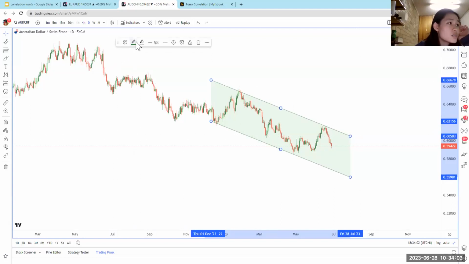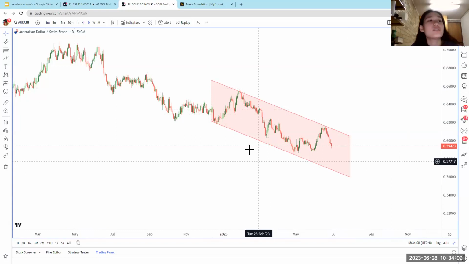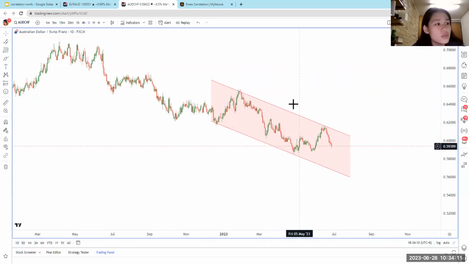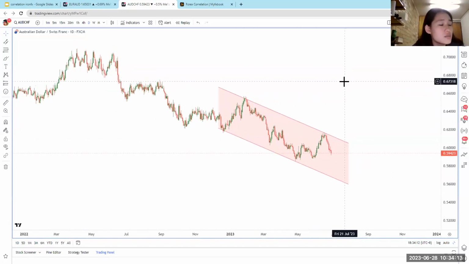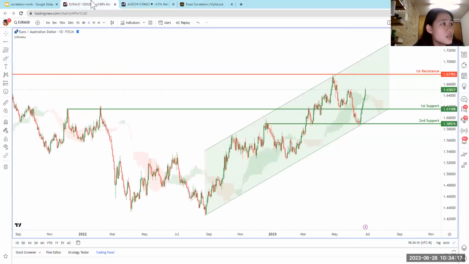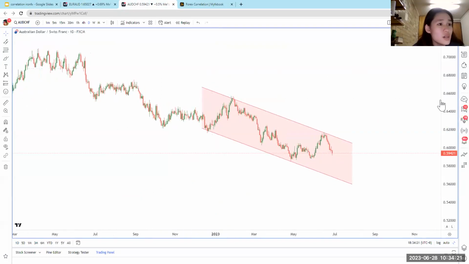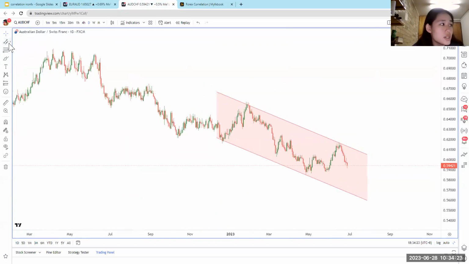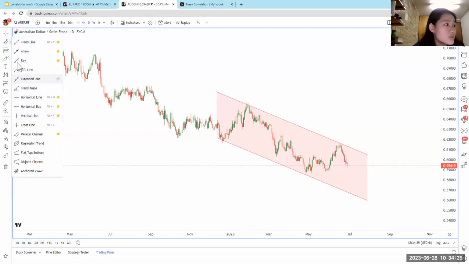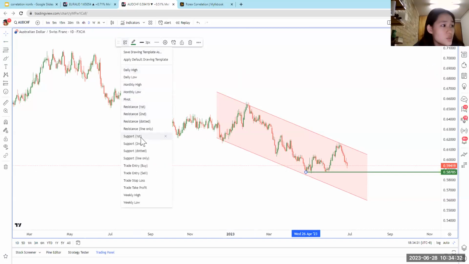Okay, so for a valid trend channel, just a recap, you want to make sure that you have at least 2 touches on top and 2 touches below. Okay, so similarly, we're gonna go in and analyze. So we're just gonna simply add a couple of support and resistance levels. So here's my first support.